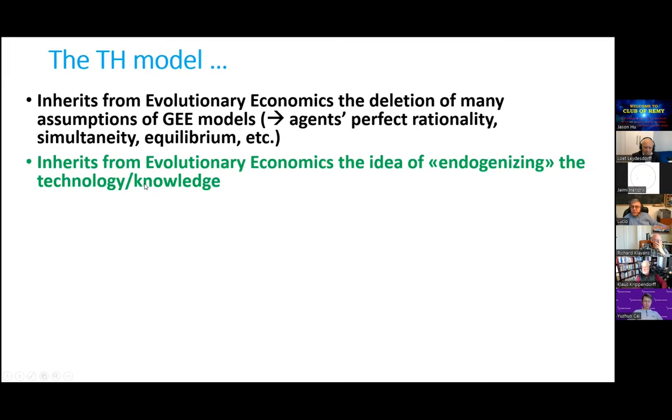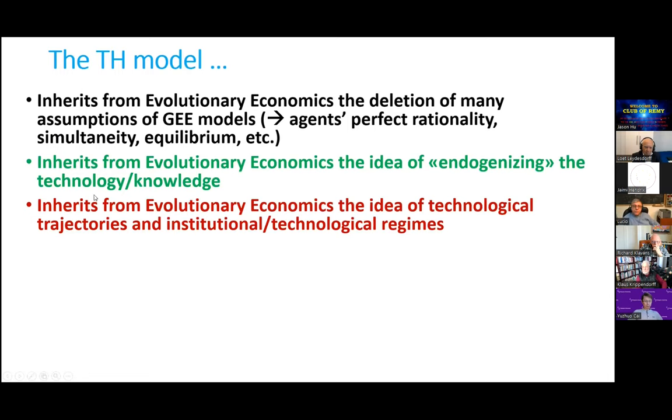And it likewise inherits from evolutionary economics the idea of technological trajectories and institutional technological regimes. That is, it is possible to recognize over time some specific developments of what is more recently called the dominant design. That is, to make some product, basically the same type of technology is used, or let's say better, the same technological family, which it is possible to look at as a sequence of developments in the same basic design. This is the idea.